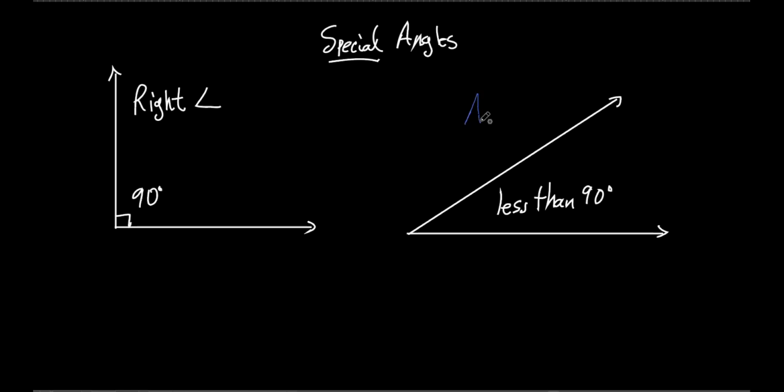If you have an angle that's less than 90 degrees, we give it a special name. It's not obtuse, it's acute. These are probably words that you've heard before. You just may not remember exactly what they mean. And this is very important because we're going to refer to these angles all the time. Right angles, acute angles, all that kind of stuff.